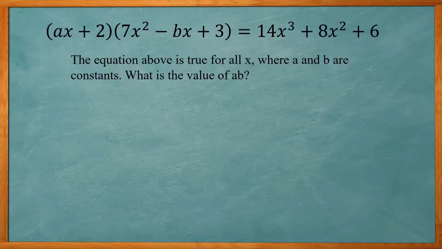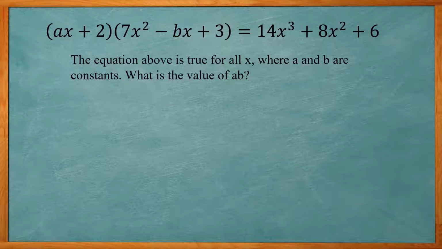So in this one we have the quantity ax plus 2 times the quantity 7x squared minus bx plus 3 is equal to 14x to the third plus 8x squared plus 6. The equation above is true for all x where a and b are constants. What is the value of ab? So remember, when the letters are next to each other, that means multiplication, a times b.